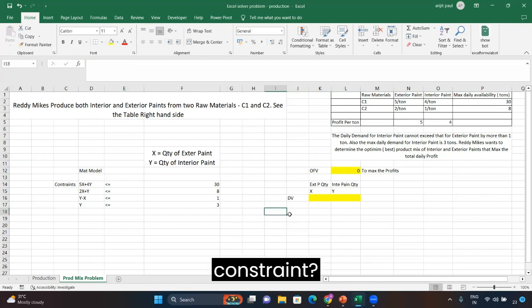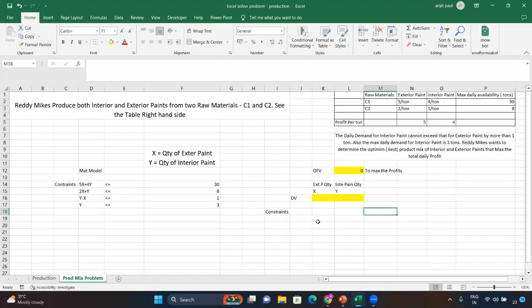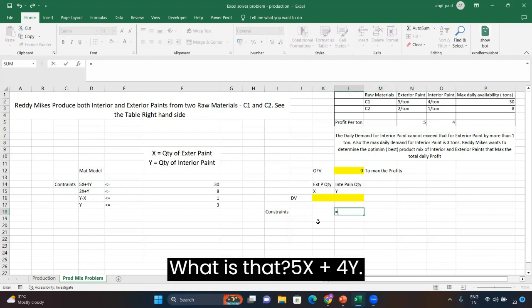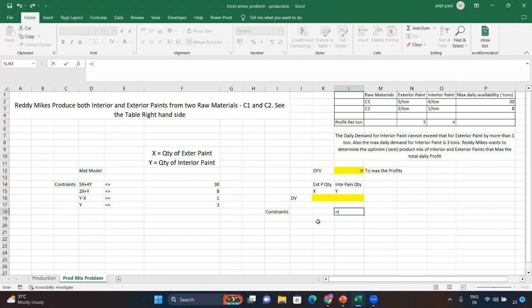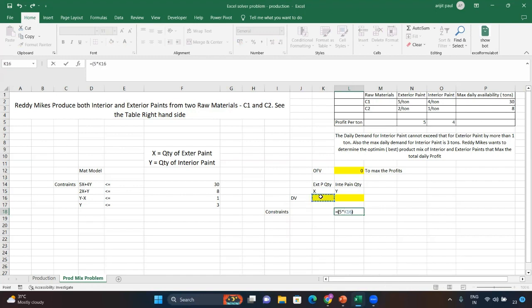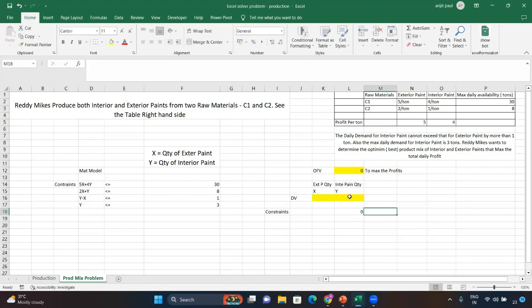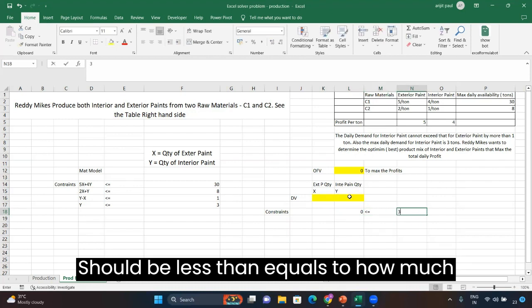Now what are the constraints? The constraints we have already discussed just now. What is that? 5x plus 4y. That means 5 multiplied with x, where x is the quantity of exterior paint, plus 4y, where y is the quantity of interior paint, should be less than or equal to how much? 30.